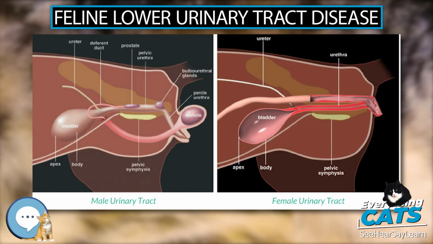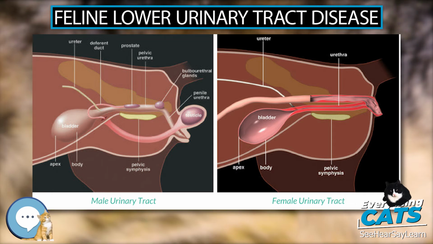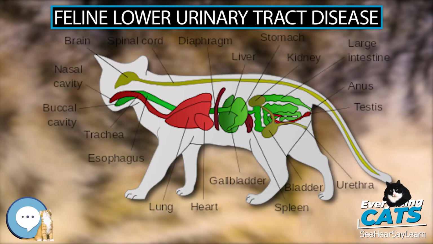Inflammation of the bladder wall can cause the protein matrix to leak from the wall. Even without crystal formation, a thick protein matrix may cause urethral obstruction by itself.